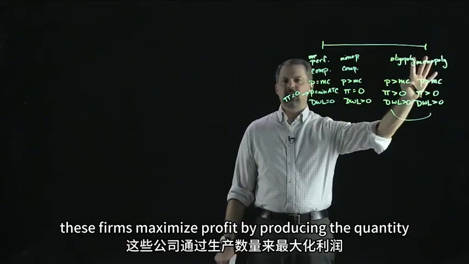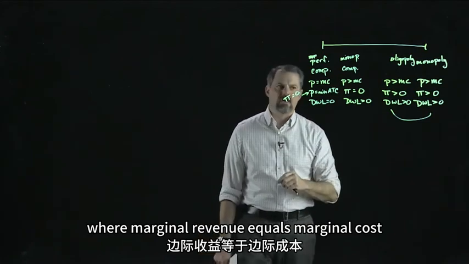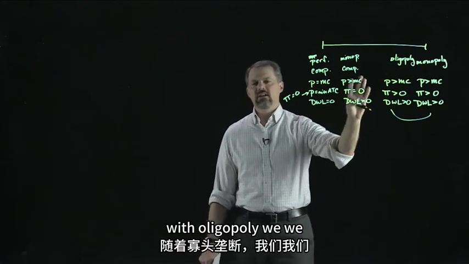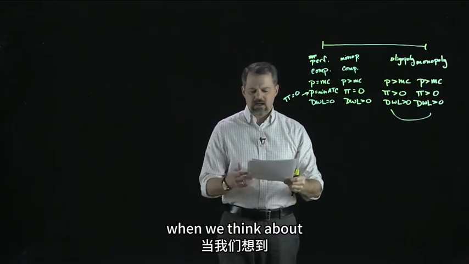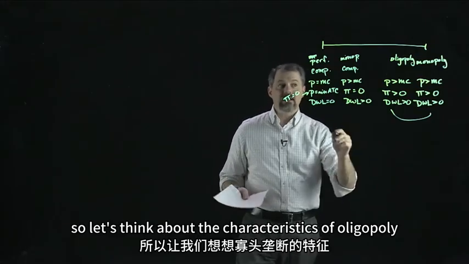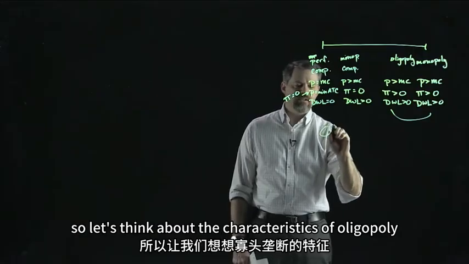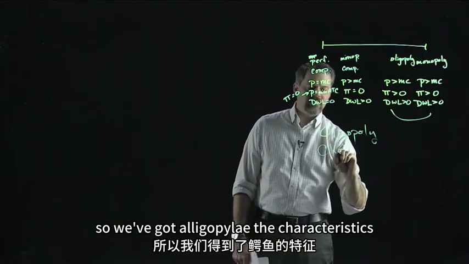All these firms maximize profit by producing the quantity where marginal revenue equals marginal cost. It's just that with oligopoly, we take a little bit different approach when we think about how to analyze the market. So let's think about the characteristics of oligopoly. So we've got oligopoly, the characteristics.